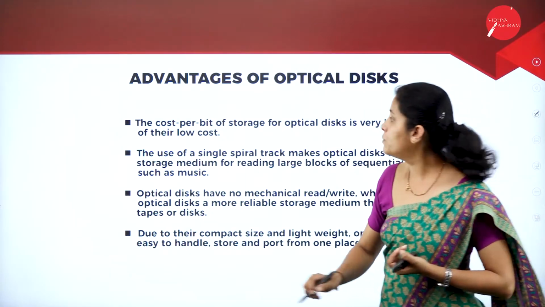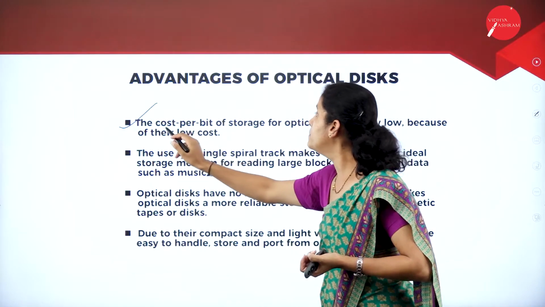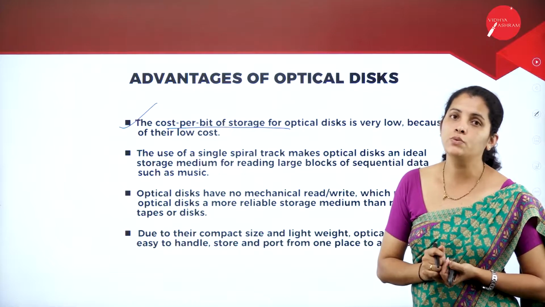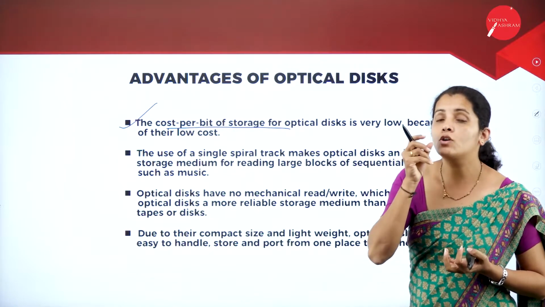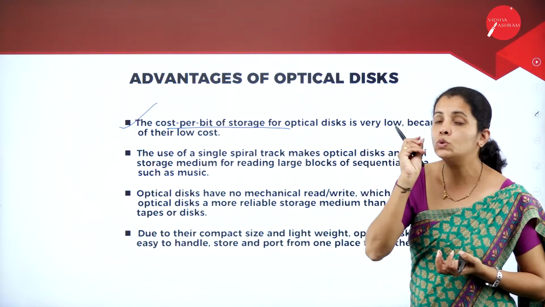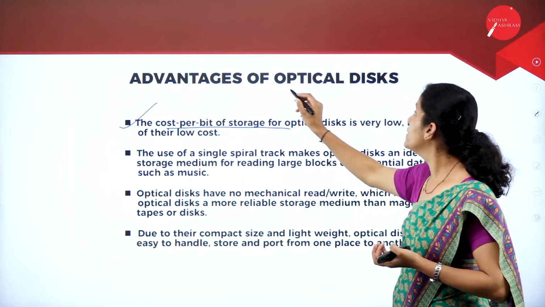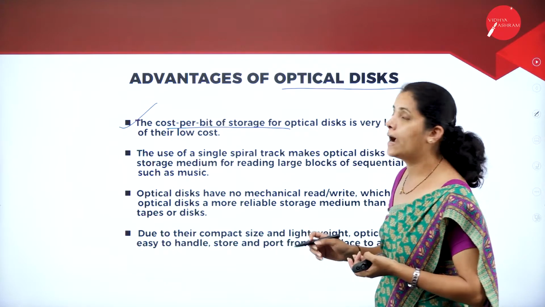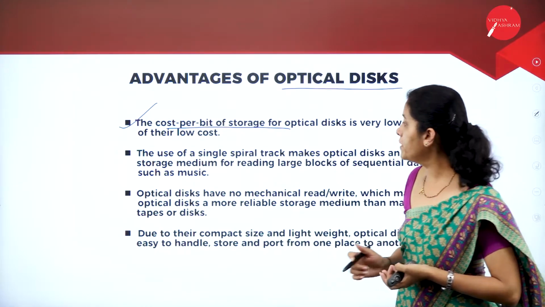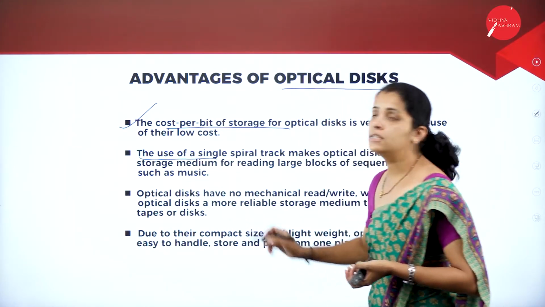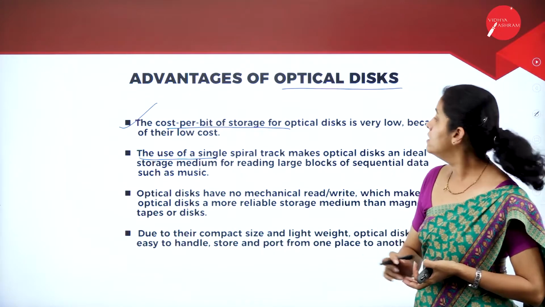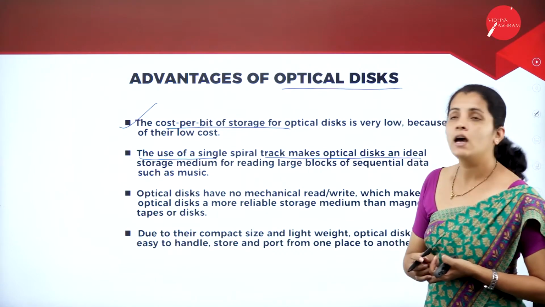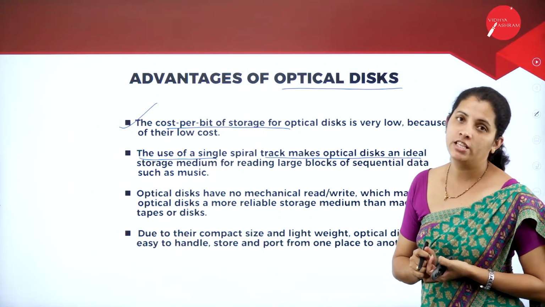In that first one, the cost per bit of the storage for optical disc is very low. That means the cost required to store the data on the optical disc is very low and it is cost effective. It uses a single spiral track, which makes optical disc an ideal storage medium.